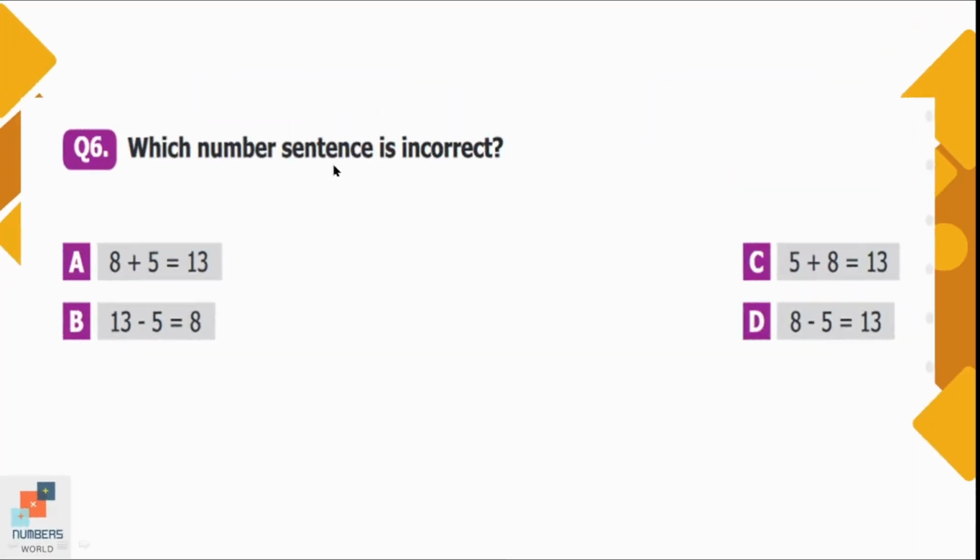Question number 6. Which number sentence is incorrect? Option A is 8 plus 5, that is equal to 13, which is true. Option B is 13 minus 5 is equal to 8, that is also correct. Option C is 5 plus 8 is equal to 13, that is right. And the last option, option D, is 8 minus 5 is equal to 13, which is incorrect because 8 minus 5 is equal to 3, not 13.